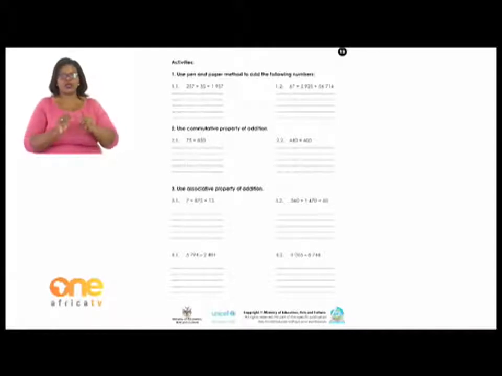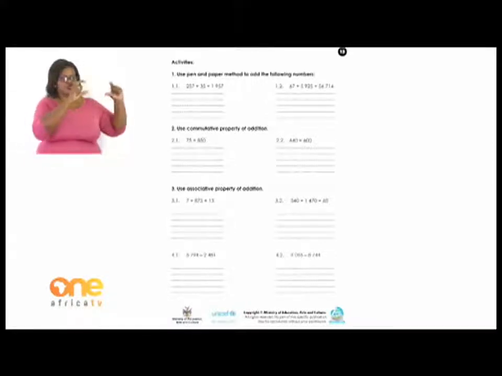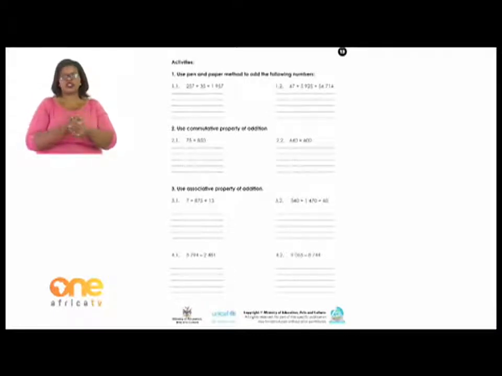Number 2, use commutative property of addition. 2.1: 75 plus 850 and 2.2: 640 plus 600. Remember, apply commutative property here, guys. Number 3, use associative property of addition. 3.1: 7 plus 875 plus 13. 3.2: 540 plus 1,470 plus 60. Here we apply associative property.